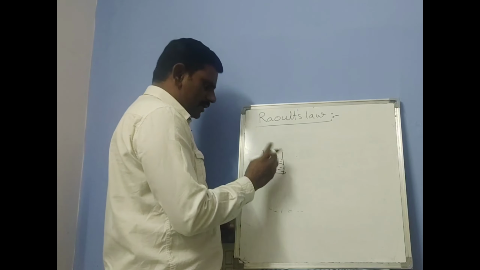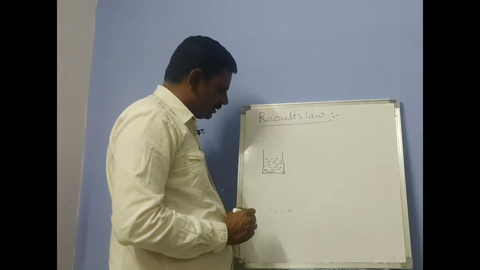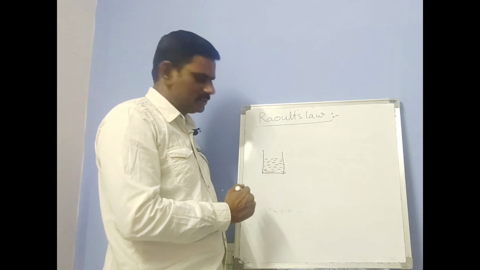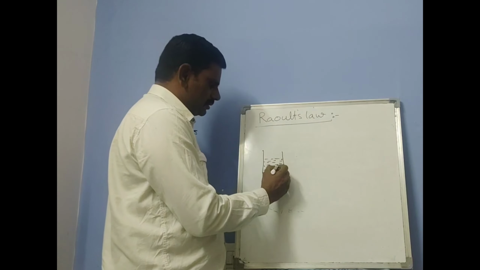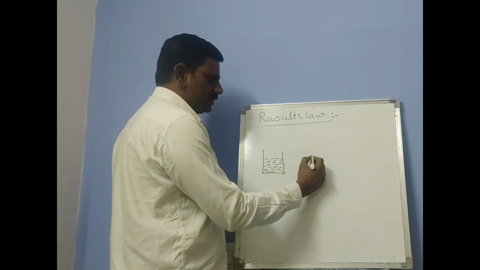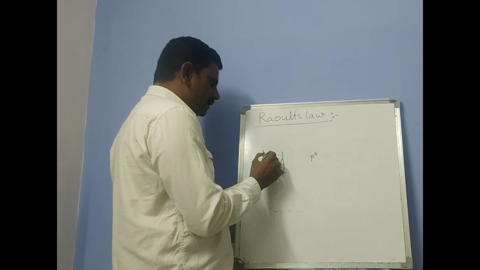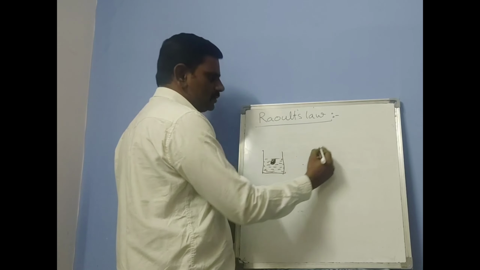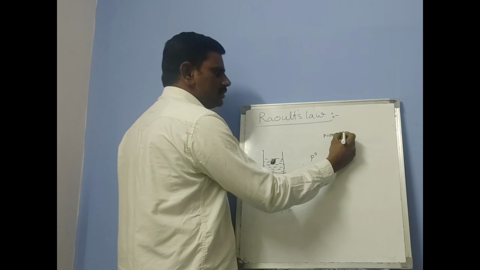Now here we are taking a pure liquid. Say, for example, if it is water, we are going to form an aqueous solution. So it is a pure liquid. It shows vapor pressure, that is P0. We are adding some solute which is a non-volatile solute. What kind of solute is it? Non-volatile solute.